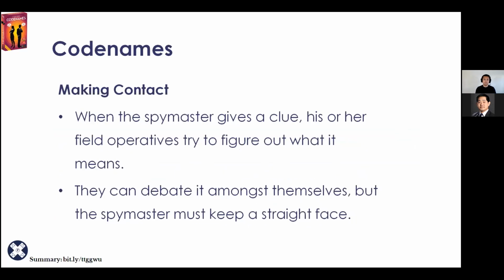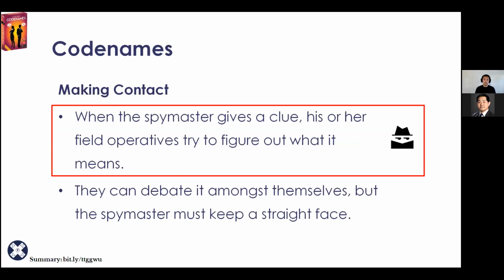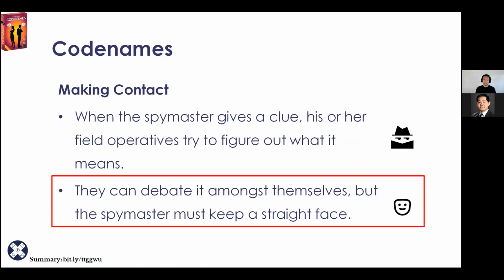All right, so after you do that, your field operatives, the rest of the people on your team, are going to have to try to make contact. So after the spy master gives their clue, the other people on the team, the field operatives, have to try to figure out what that means. The nice part about this is that the field operatives, your other teammates, can debate it amongst themselves. But the spy master, you have to keep a straight face. You cannot give out any more information. It's really up to your teammates to try to guess those cards.